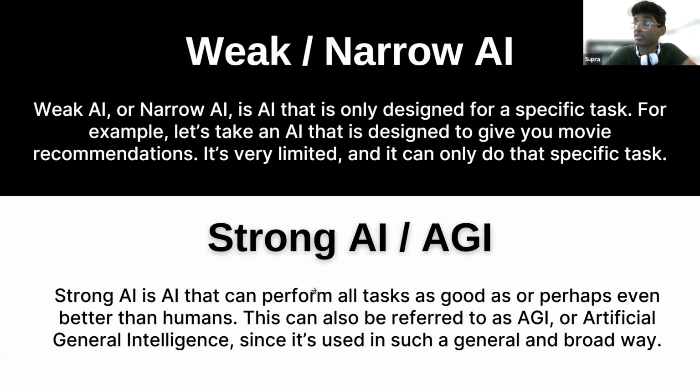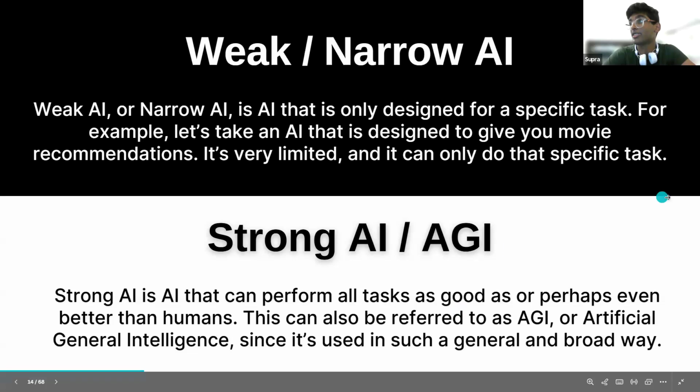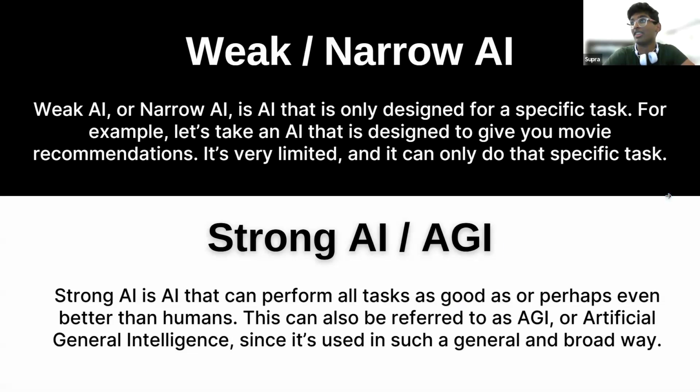So strong AI isn't just supposed to perform multiple tasks, actually. It's supposed to perform every task as good as or perhaps even better than humans. So remember that strong AI is just humans, but better. That's pretty much it. So it's not just in multiple tasks, it's in every task possible. And we haven't gotten to that yet, obviously. ChatGPT can do a lot of things better than humans, but definitely not all of them.